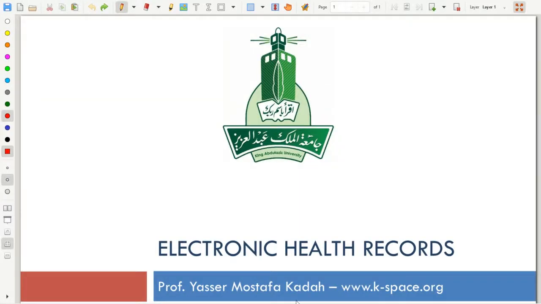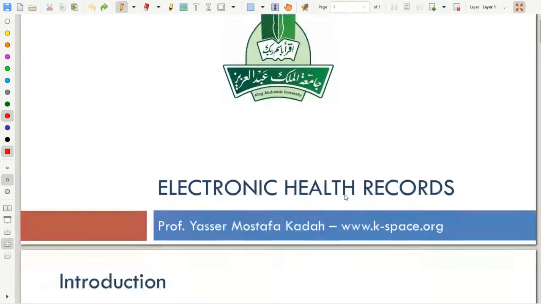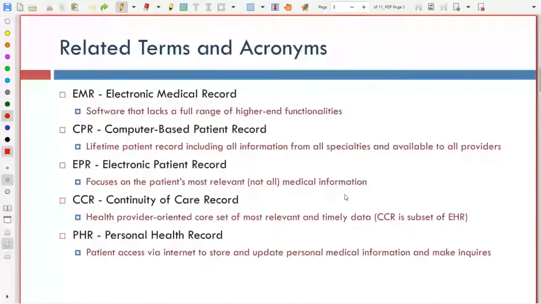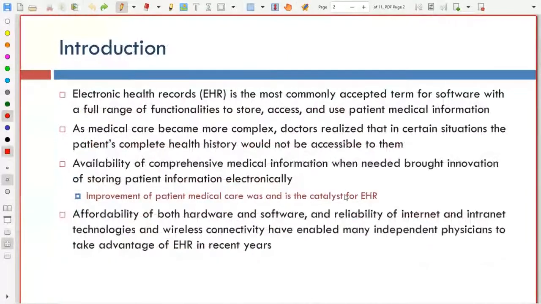So basically, the first topic is electronic health records. Let's start with a basic introduction to what electronic health records is. The term electronic health records is the most commonly accepted term for any software with a full range of functionalities to store, access, and use patient medical information. So basically, we're talking about a software that allows the doctor to access the patient information, okay?